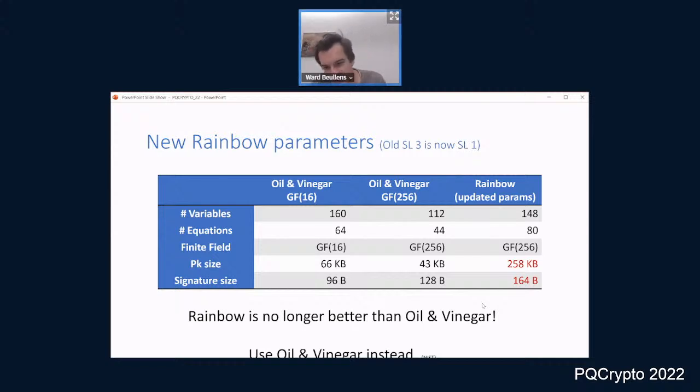But to be fair, I should say that maybe these parameters here for Rainbow are not optimal. I just took the old security level 3 parameters, but you can probably do a little bit better. But still, it's not going to be more efficient than oil and vinegar, right? So that's why we will submit oil and vinegar to the next signature competition of NIST.